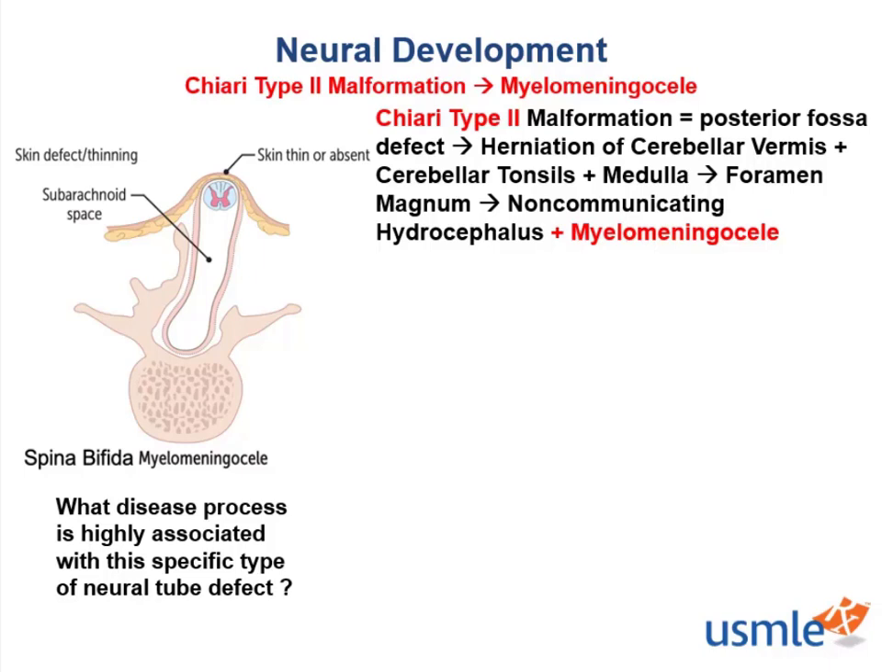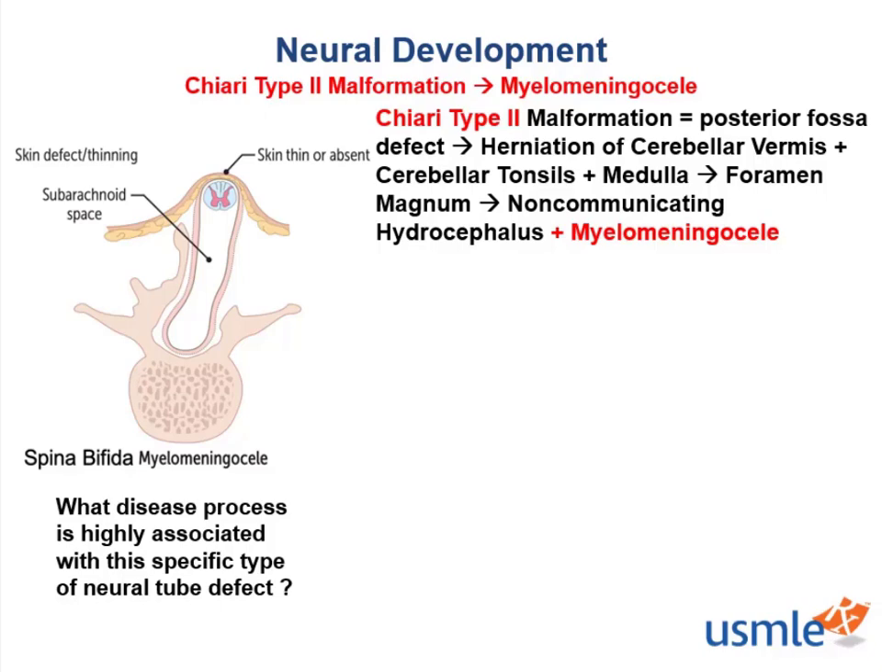Adding on to this, a Chiari type 2 malformation is a congenital defect of the posterior fossa that houses the cerebellum. Due to malformations of the posterior fossa, the cerebellar vermis, cerebellar tonsils, and medulla herniate through the foramen magnum, which is a major opening leading from the skull to the spinal column.